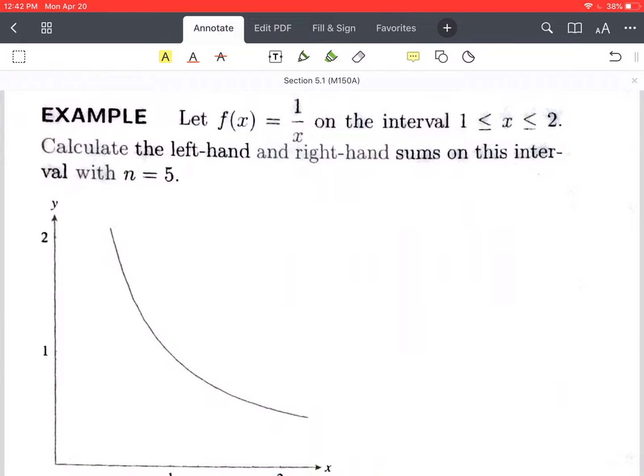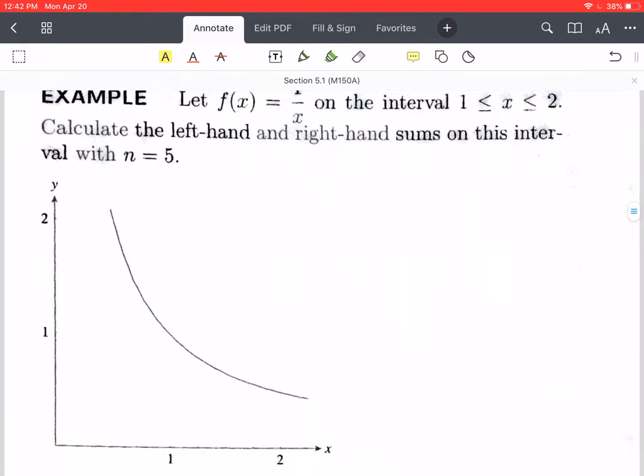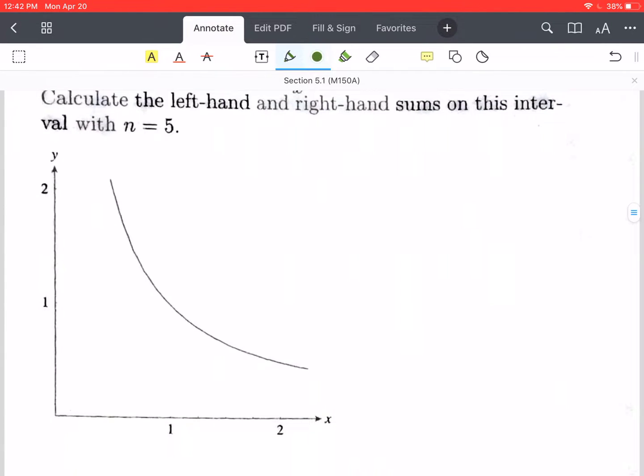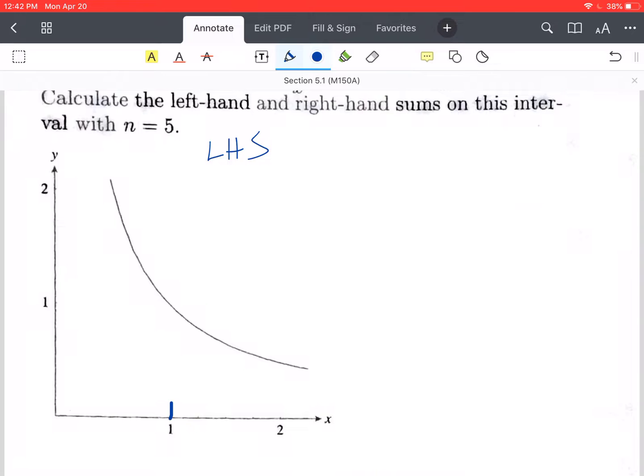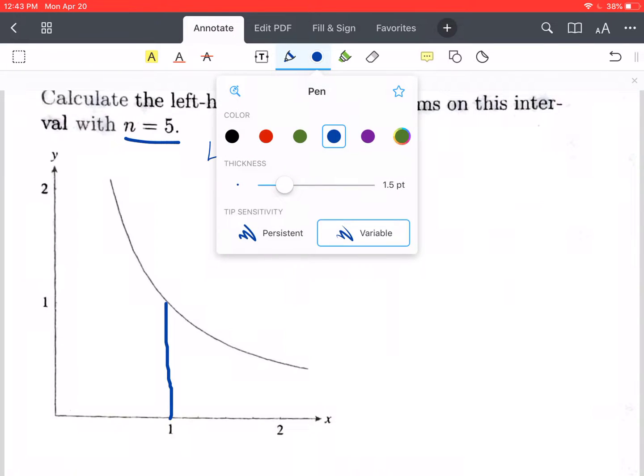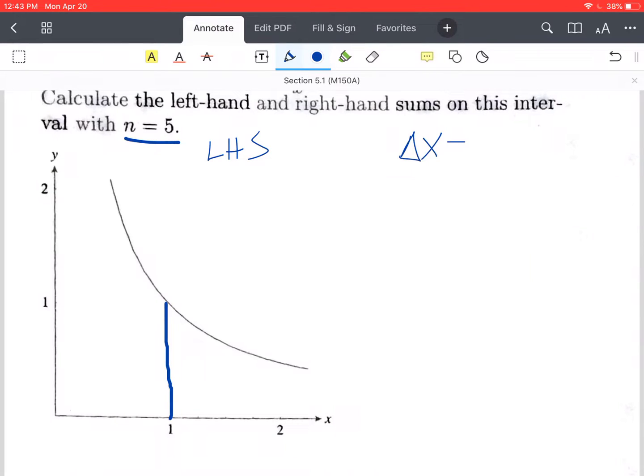So we have the graph of 1 over x on the interval from 1 to 2. Calculate the left-hand and right-hand sums on this interval with n equals 5. Okay, so we're going from 1 to 2. So let's go ahead and do the left-hand sum first. So left-hand sum. Okay, so we're going to split this into 5 pieces, right? N equals 5. So if n equals 5, that means that delta x, which is b minus a over n, is going to be 2 minus 1 over 5, which is 1/5. You can also call it 0.2 if you like.